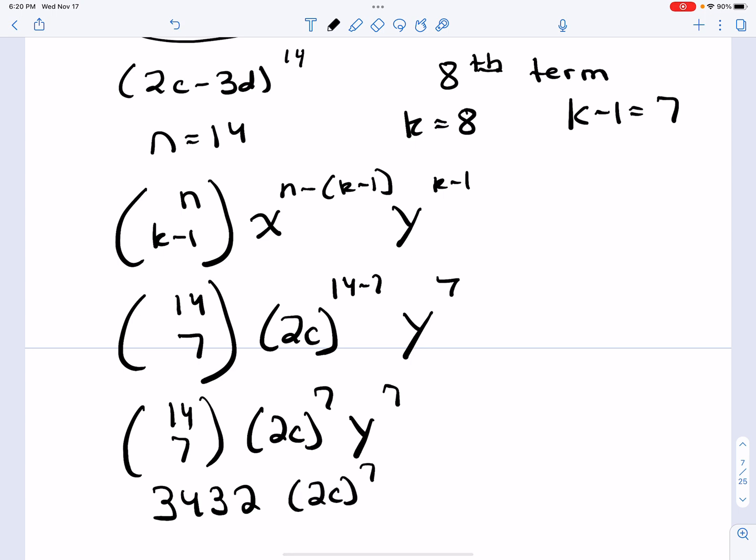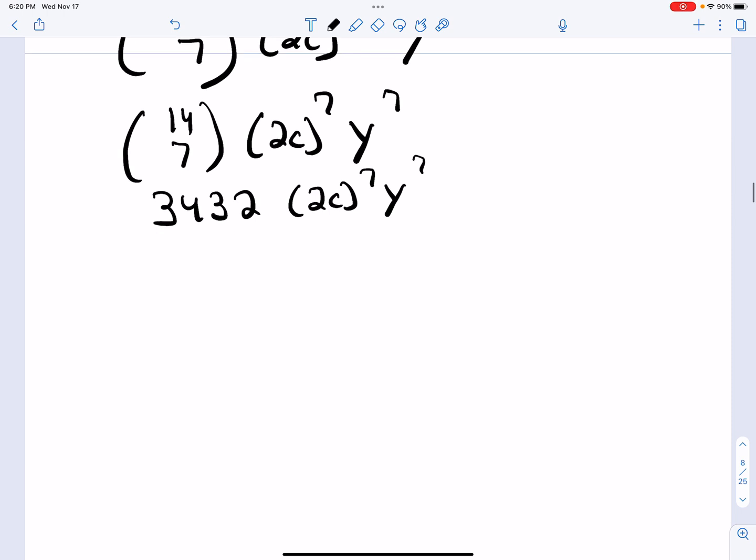And then I still have to worry about 2c to the 7th and y to the 7th. Well, 2 to the 7th power is 128. So I've got the 3432 times 128 times c to the 7th times y to the 7th. So let's multiply that 128 by 3432. I think my calculator doesn't have it quite right here. Okay, so 3432 times 128.